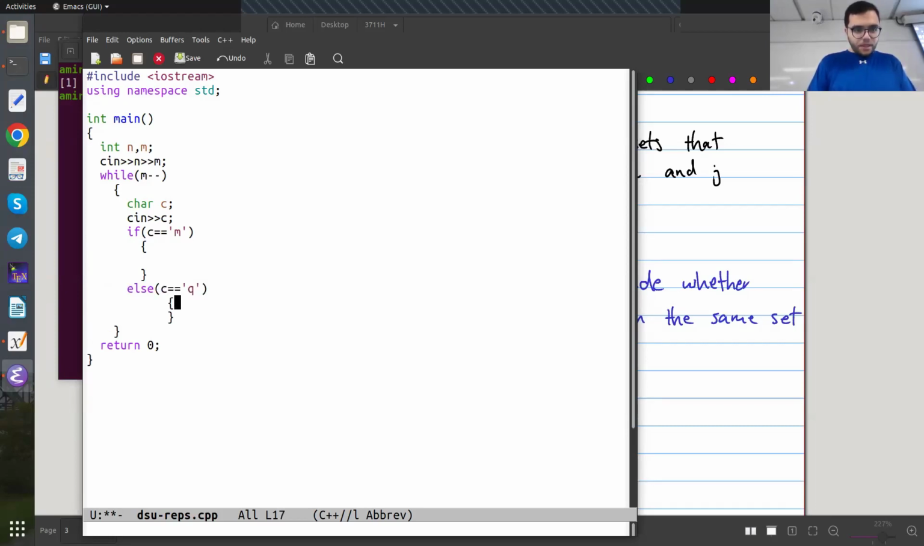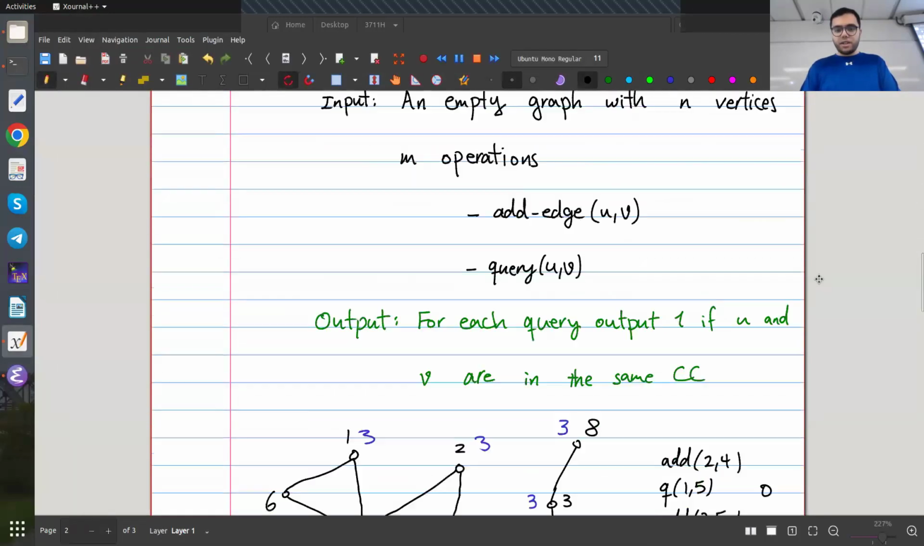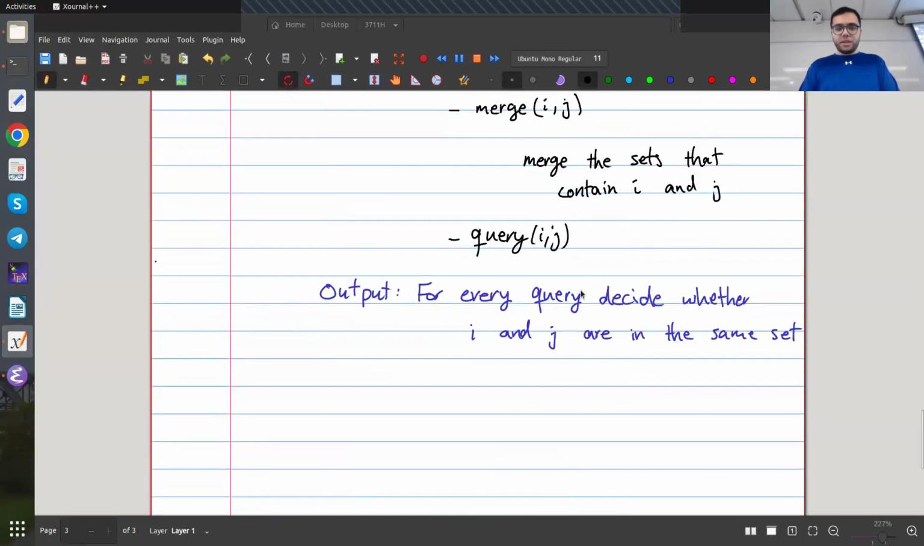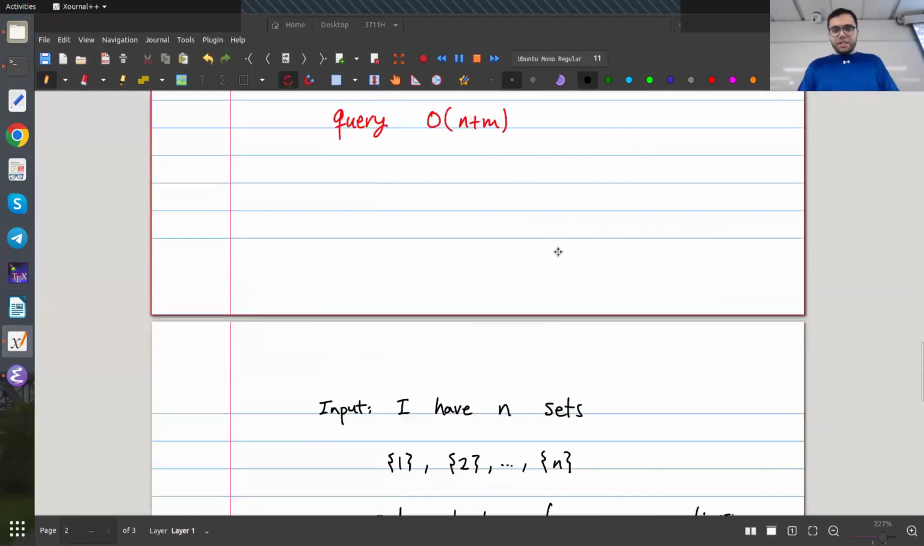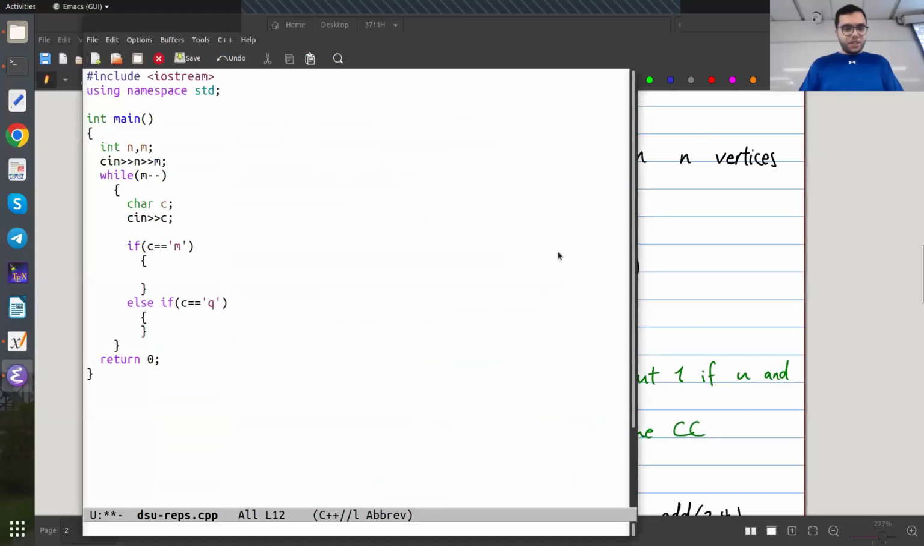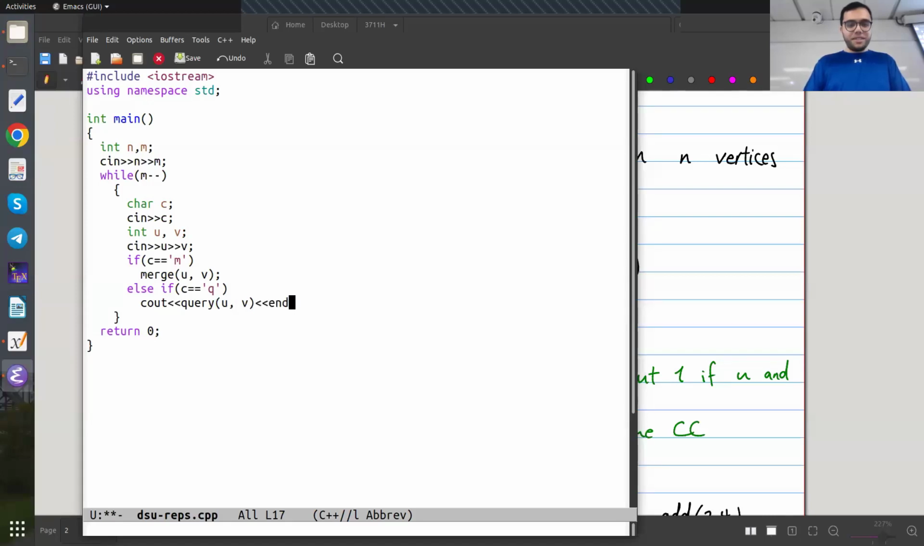Okay. And in any case, I have two vertices or two items. We can call them U and V or we can call them I and J. Again, I just go back and forth between the two formulations of the problem. So let's say I have U and V, I read U and V. And if it's a merge, well, I just merge U and V. I will write it later. Otherwise, I just write the result of the query on U and V.